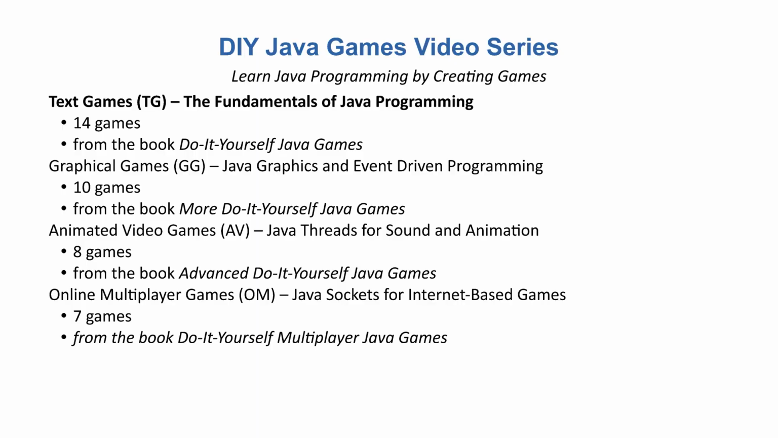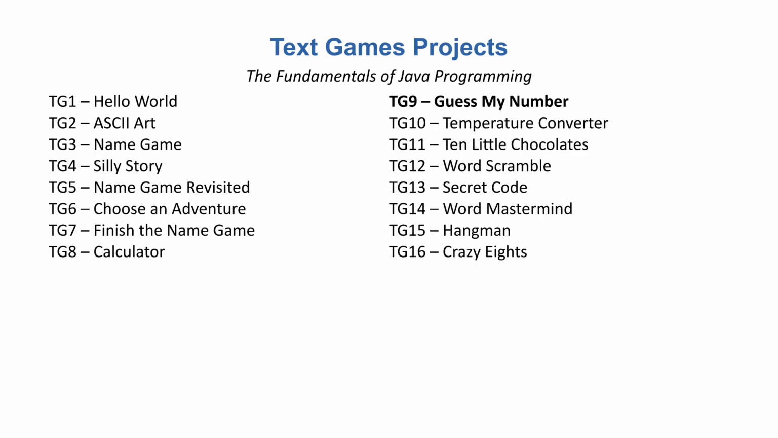We're currently in the Text Games video series, TG, the first of 4 types of games series. The focus of this series is to cover the fundamentals of Java programming. No previous programming experience is required. You'll learn how, when, and why Java programs are written the way they are. This series has 16 projects.